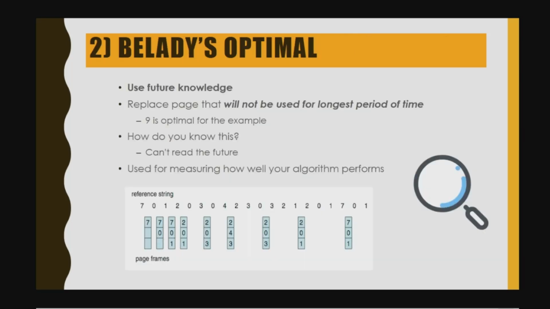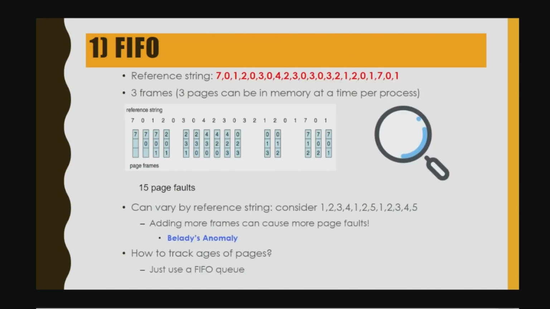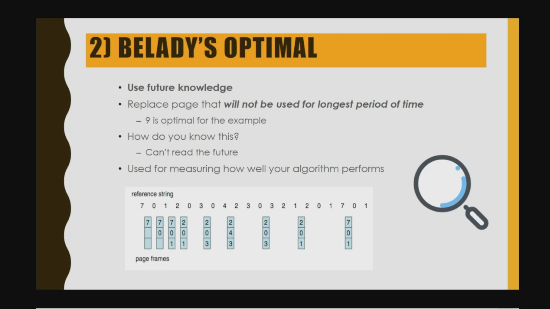For the second part, Belady's optimal, later on we will go through the algorithms. This one uses future knowledge. In FIFO, we just use first in, first out. For Belady's optimal, it uses future knowledge. So we replace the page that will not be used for the longest period of time, and 9 is the optimal for the example. How do you know this?